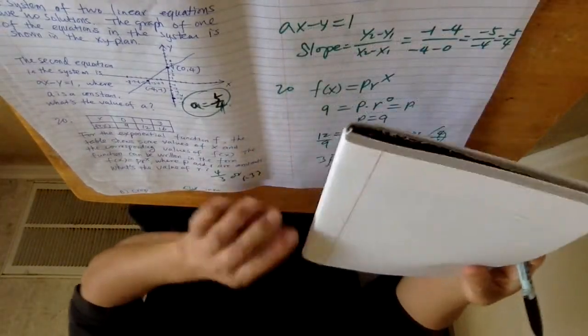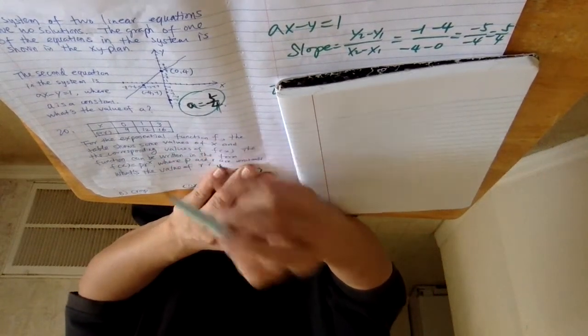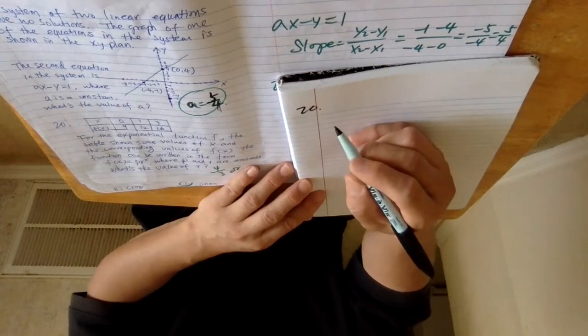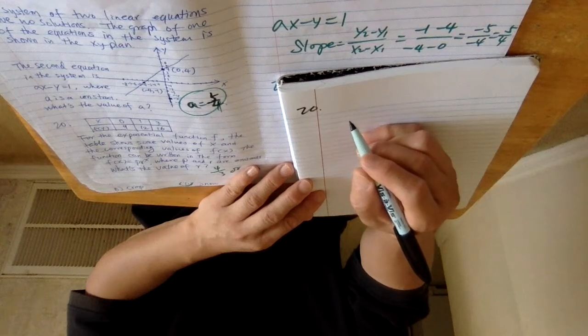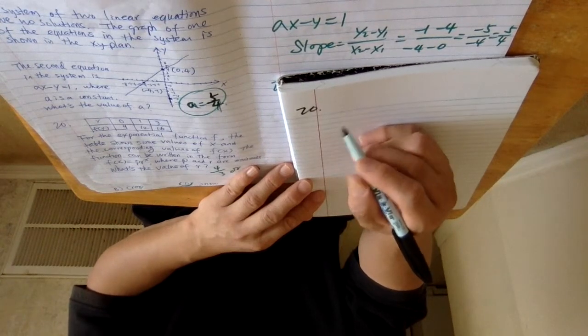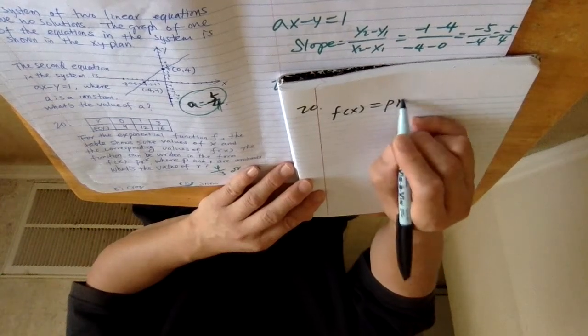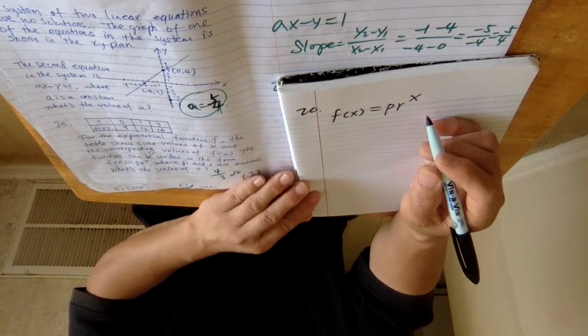Number 20. We have a function here, 0, 1, 2, 9, 12, 16. For the exponential function f, the table shows some values of x and the corresponding values of function f(x). The function can be written in the form f(x) equals p times r to the x, where p and r are constants. What's the value of r?